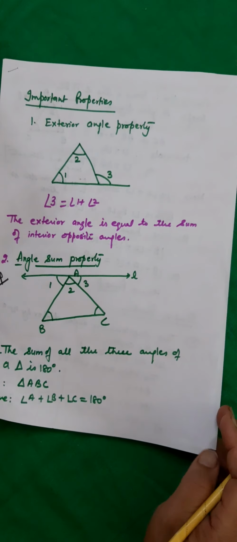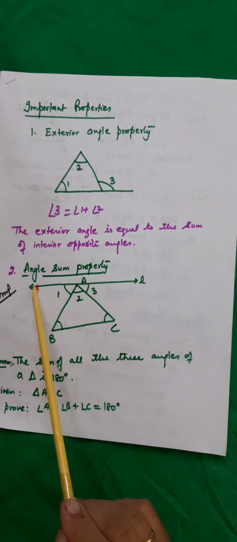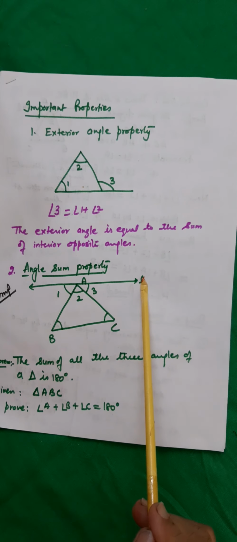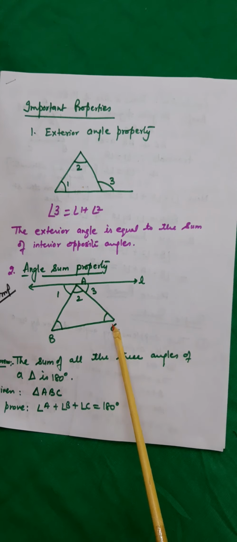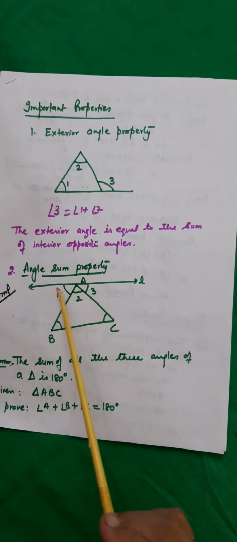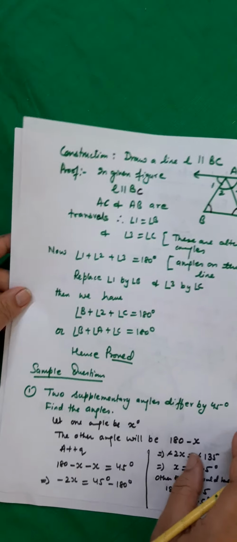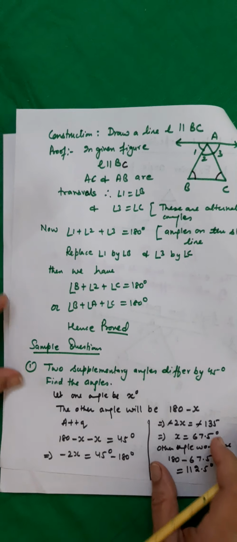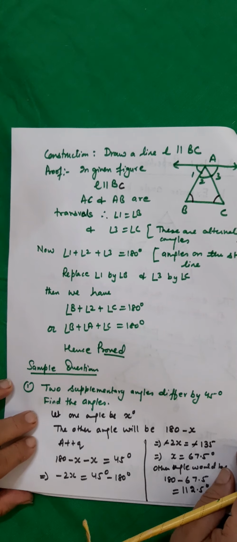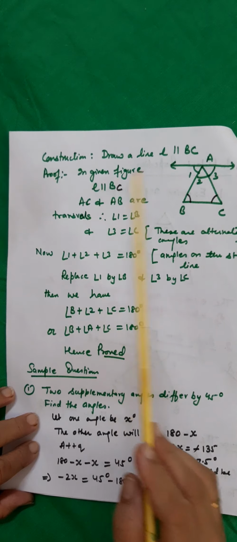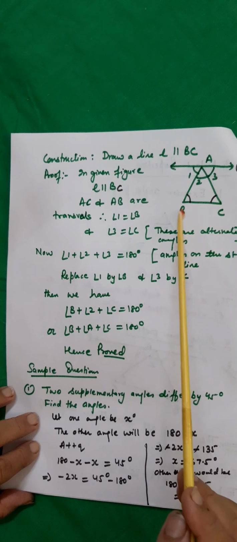Then we are doing some construction. What construction? We are drawing a line L parallel to BC, and then two angles are formed here. We mark them as angle 1 and angle 3. So this has to be written for the proof. The construction: draw a line L parallel to BC. Now proof. In the given figure, L is parallel to BC.